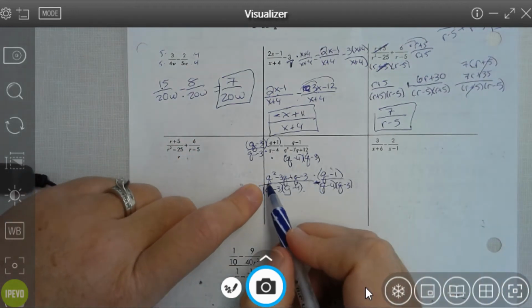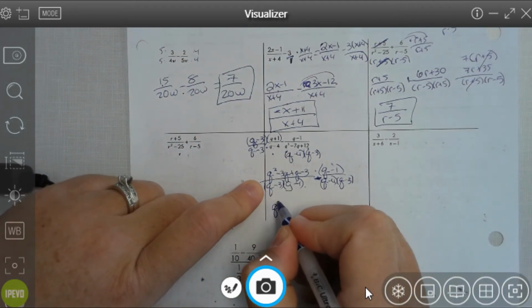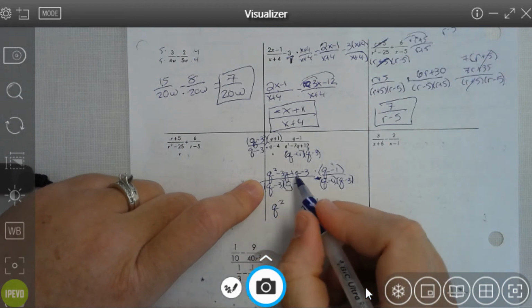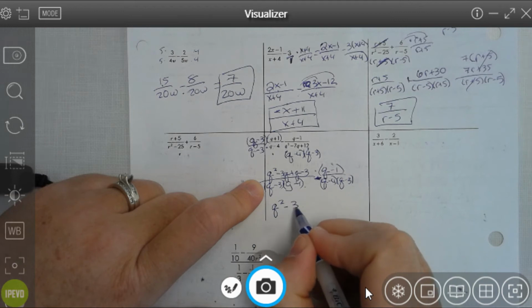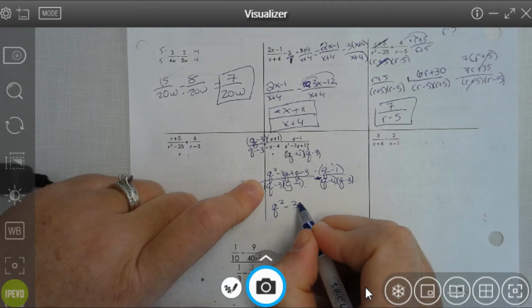All right, so this is a subtraction. So this is subtract like terms. There's no q, so this q squared stays. I have a negative 3q, 1q, and then a minus another q. So that gives me negative 3q. Negative 1 minus a negative 1 becomes plus 1, so that makes it a negative 2.